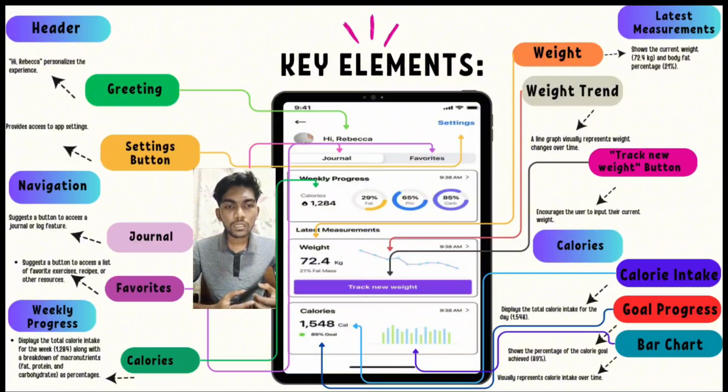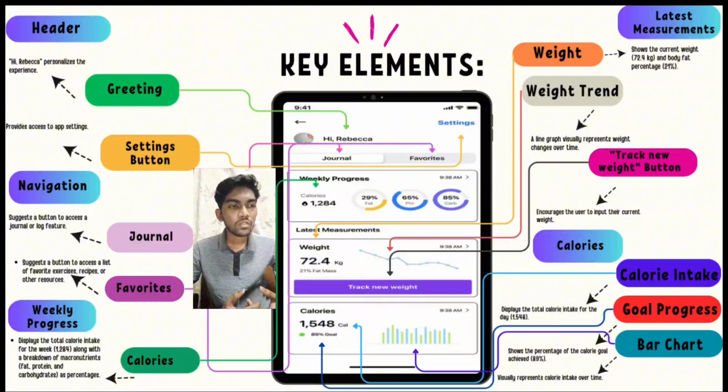And the weekly progress is calories, which displays the total calorie intake for the week, 1284, along with a breakdown of macronutrients, fat, protein and carbohydrates as percentages. The latest measurements is weight, which shows the current weight 72.4 kilos and body fat percentage 21%. After that, weight trend, a line graph that visually represents weight changes over time, and the track new weight button encourages the user to input their current weight.